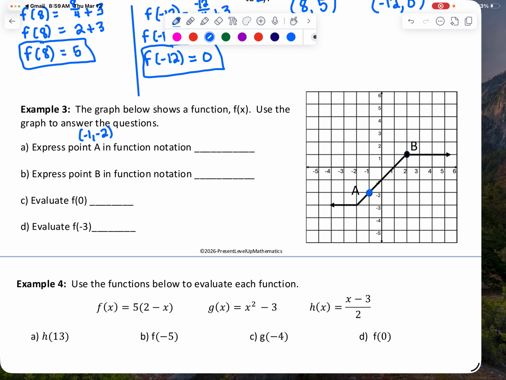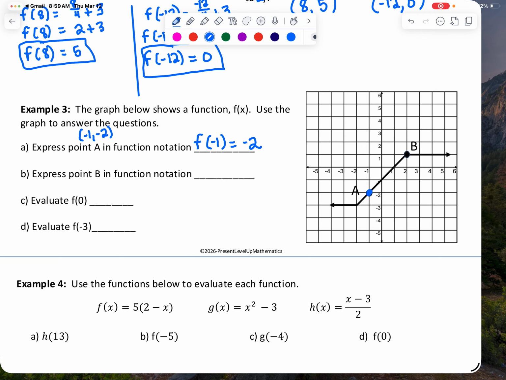All right. So if I wanted to write that in function notation, I would put f of, your input always goes in the parentheses. So our x value is negative 1. And then your output value would go on the right side. So f of negative 1 would equal negative 2. All right, try question B on your own. Pause the video and then press play again once you think you have an answer.